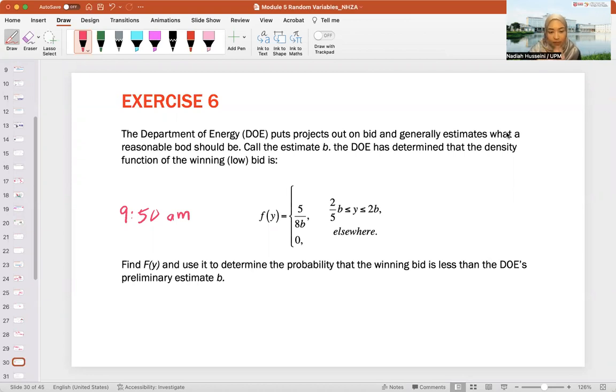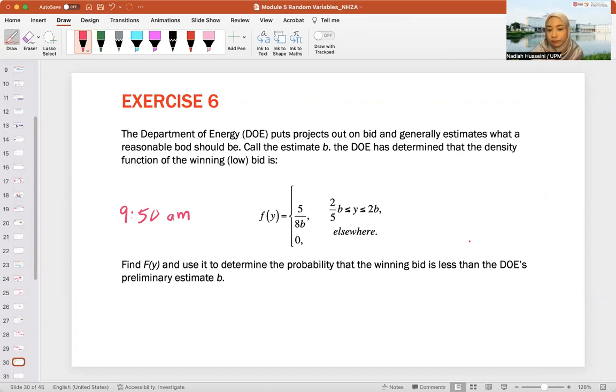Yes, doctor. Okay, so can you help me find out the cumulative distribution function for this function? So what would be the first thing to do? Not the answer, just the step. What would be the first thing to do? Do we need to equate it with the one? I mean, the 5 over 8b, equate it with equals to 1 first? 5 over 8b is equal to 1.